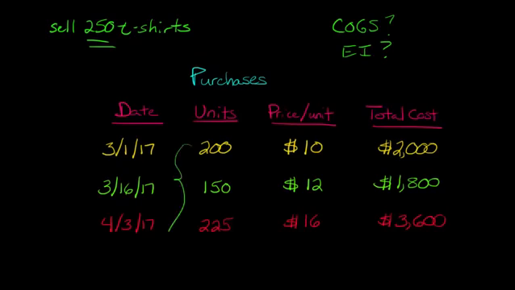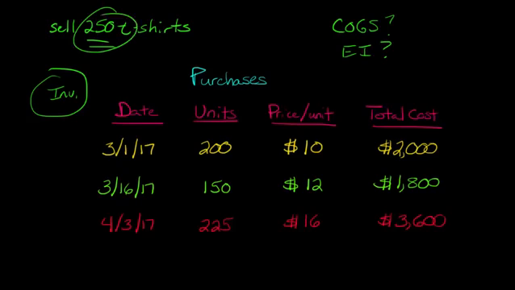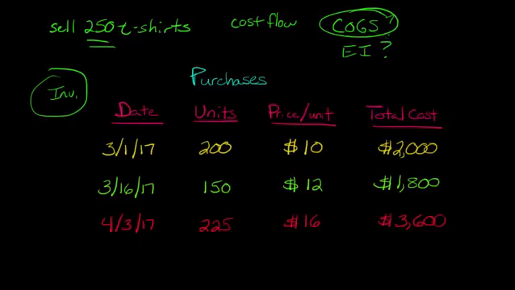But when we buy our t-shirts, let's just say we take all these t-shirts and we just throw them in one big pile. So we just have one big pile of inventory. And so when we sell the 250, we don't know which ones we actually sold. It could have been any of these. So that's why we make an assumption. We make a cost flow assumption to tell us which units we're going to assume, to help us compute cost of goods sold and the ending inventory.